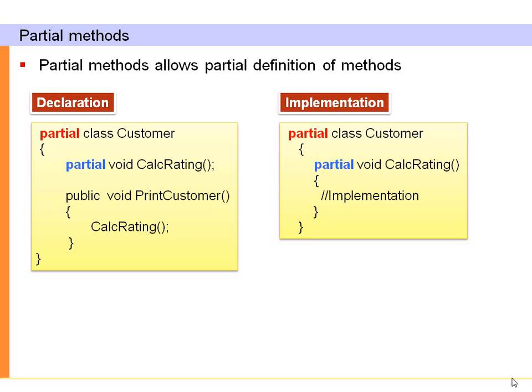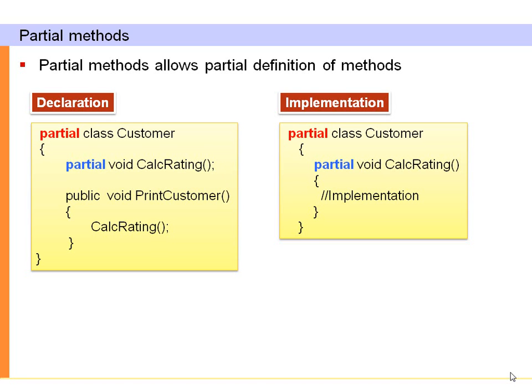Here you can see in partial class customer, I have defined partial method calc rating. Key thing to note about this method is it is marked as partial, indicating that it is a partial method. You can also see here calc rating doesn't have any implementation here. You can see it is just one-liner declaration.